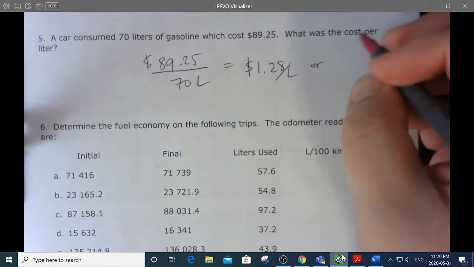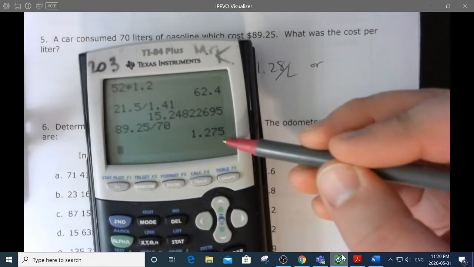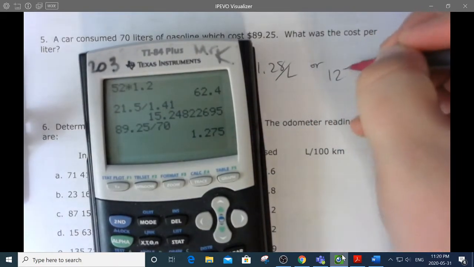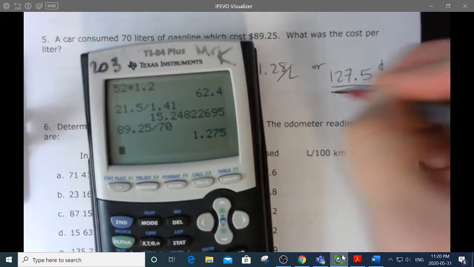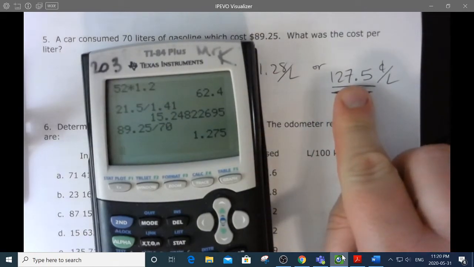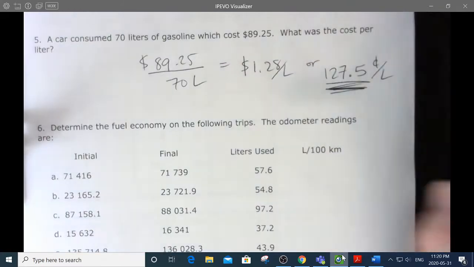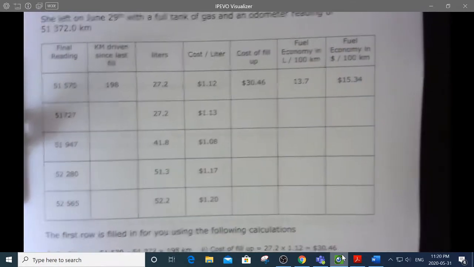Or I could even say that, at a gas station they would round it to the nearest tenth of a cent. So I would actually say that's 127.5 cents per liter, which is kind of the way a gas station would do it, right? That's what the sign on the gas station would say. It would say 127.5. It wouldn't say $1.28 because they always go to the nearest tenth of a cent. Okay, so we're skipping number 6, and that takes us to this kind of big chart one.